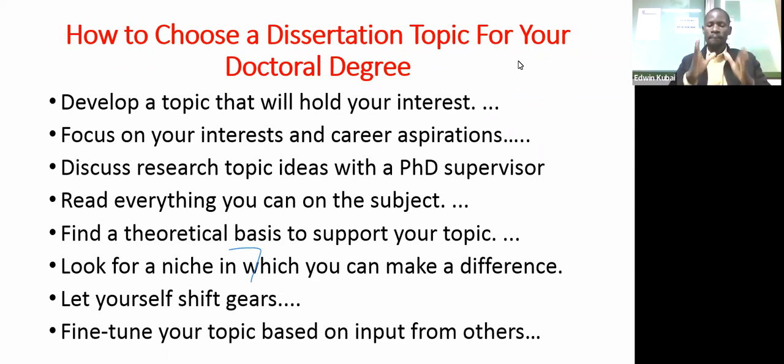Fine-tune your topic based on input from others. I've said earlier on that it's good to work with other people. Work with the professors, work with the donors, work with the audience. Find out what your audience needs. When you're writing a dissertation or a synopsis, you're not writing for your own consumption. You are writing that paper to present to people who are going to read.